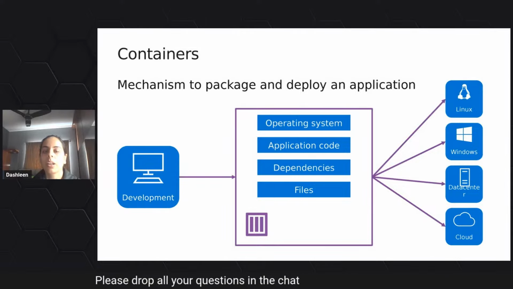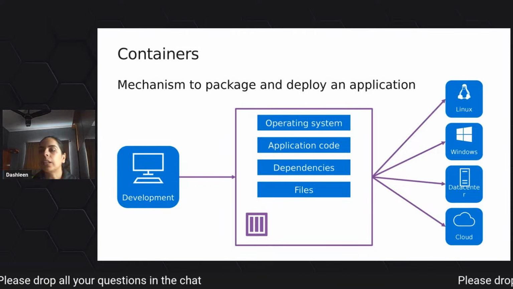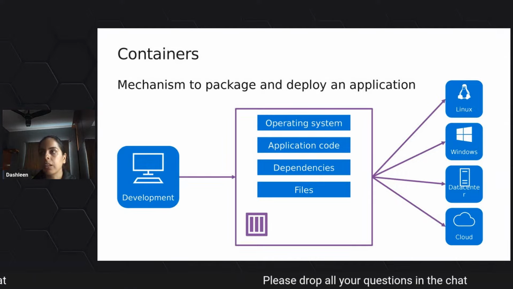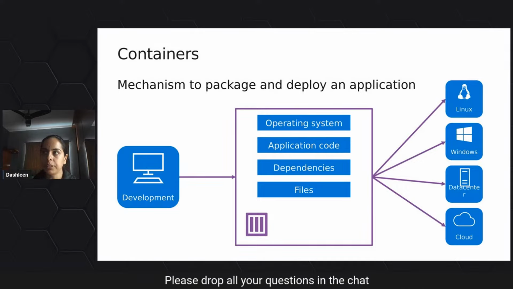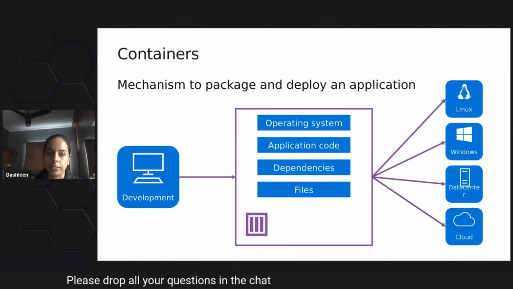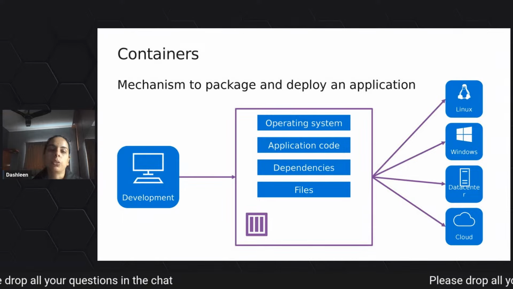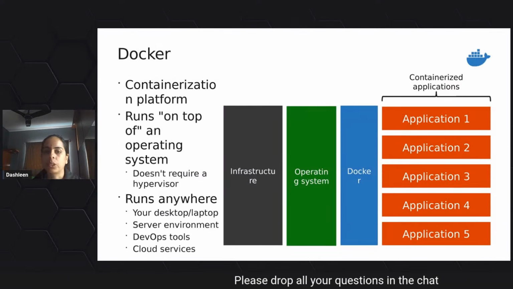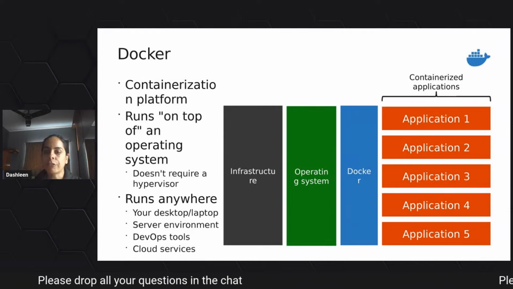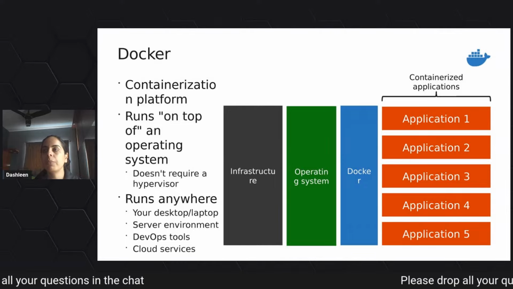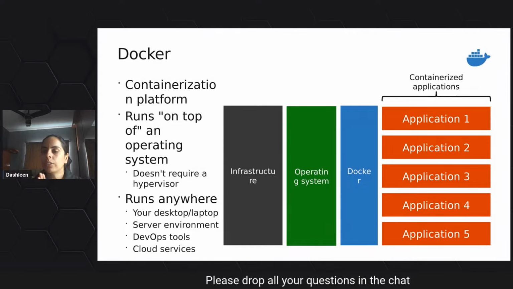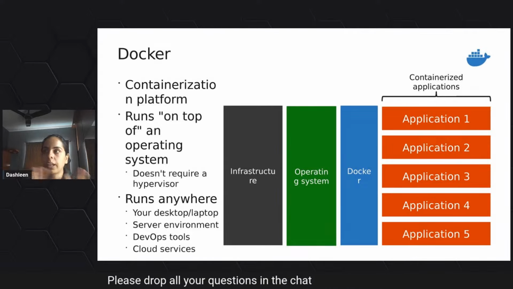Okay. Now, the next question that comes to our mind is how do we create containers? We knew how to create VMs, but how do we create containers? Okay, so to create containers, we need Docker. Okay, now what is Docker? Docker is a containerization platform which will help us to develop, run, and ship containers. Now, Docker doesn't use a hypervisor, unlike VMs.